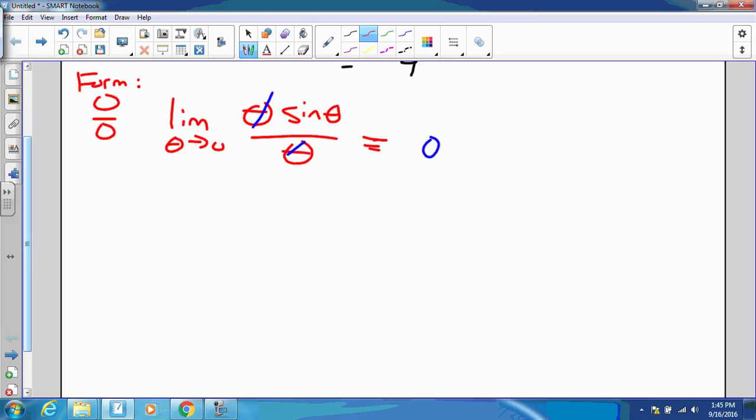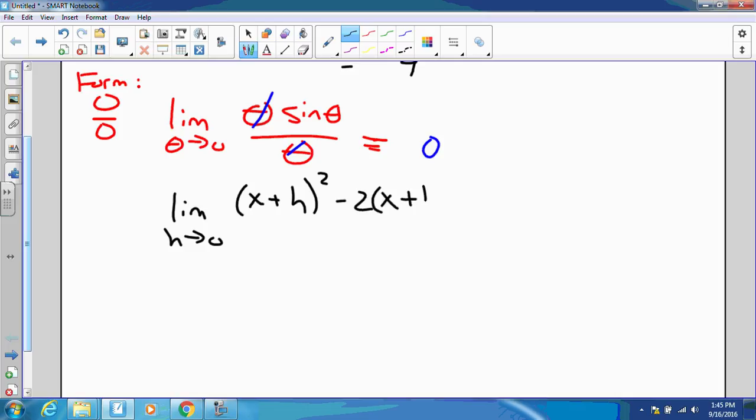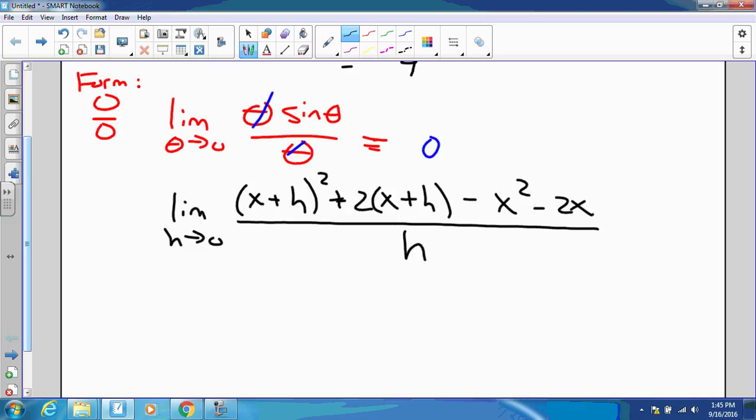My third limit presents us with an interesting algebraic challenge. The limit as h goes to 0 of (x plus h) quantity squared minus 2 quantity (x plus h) minus (x squared minus 2x). All of that over h.